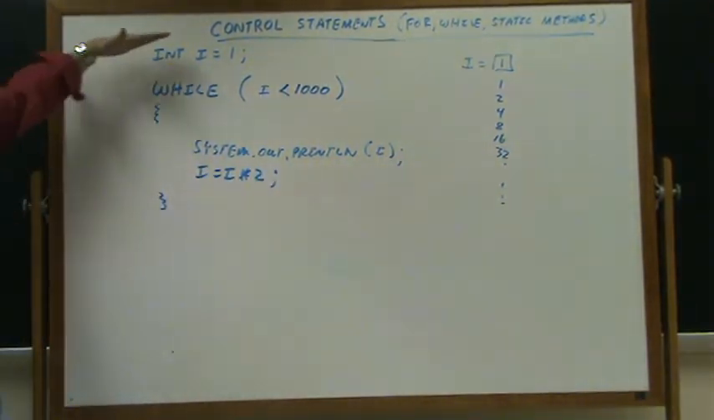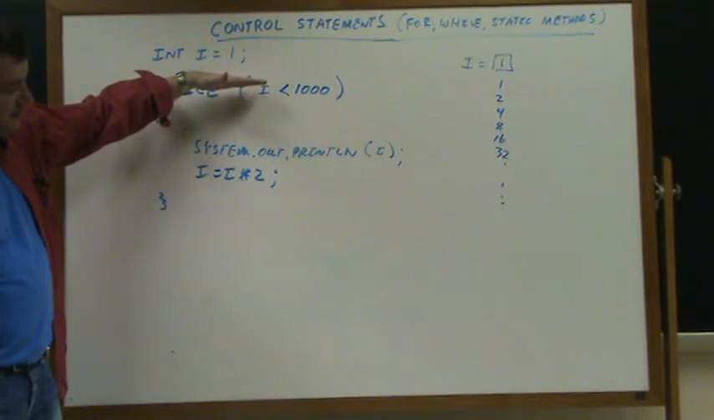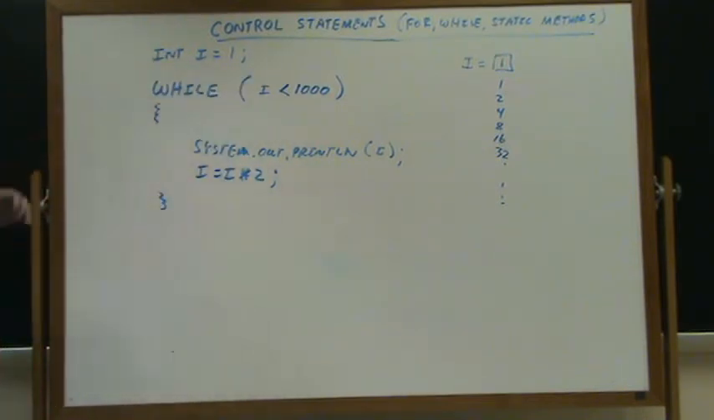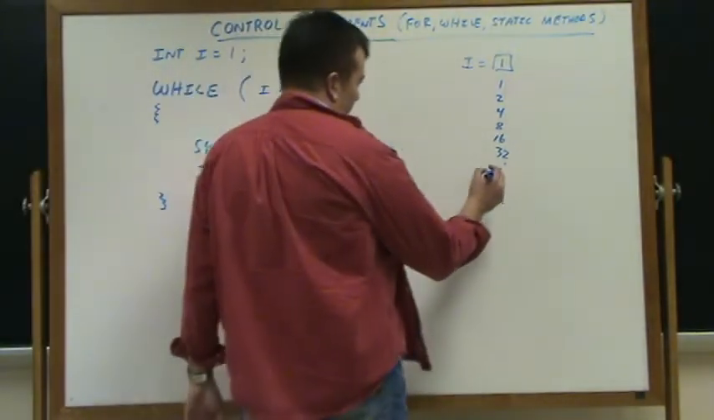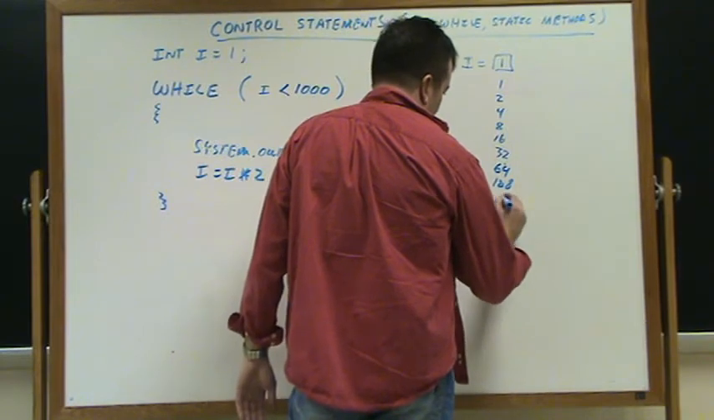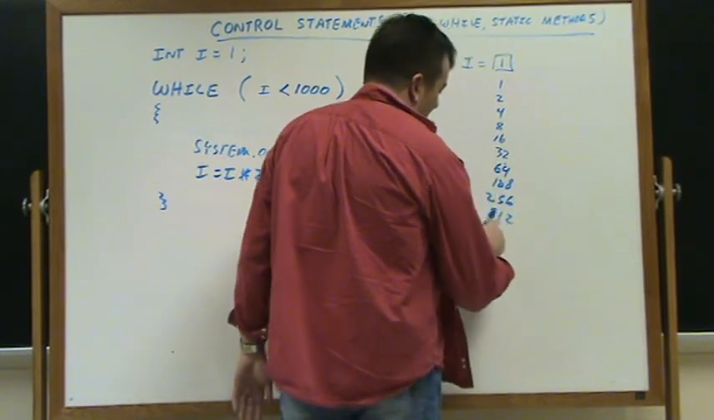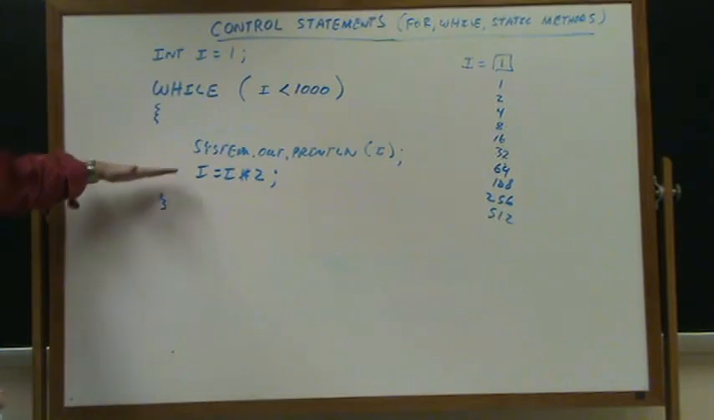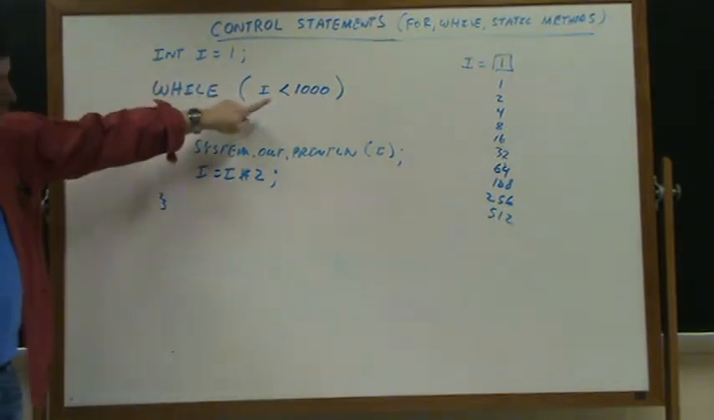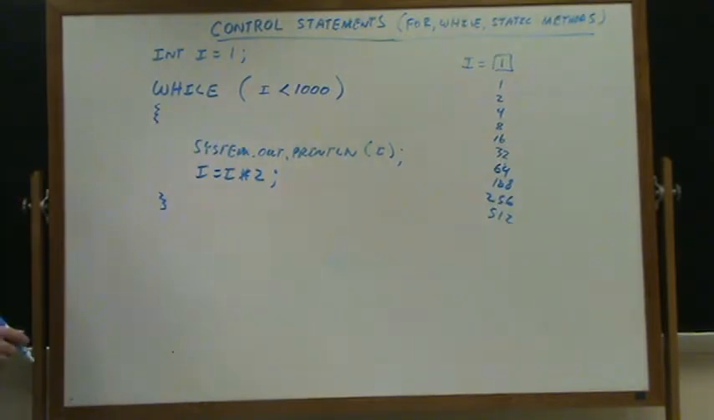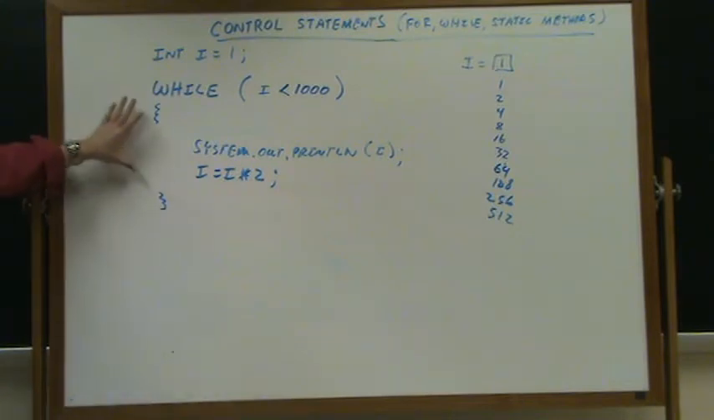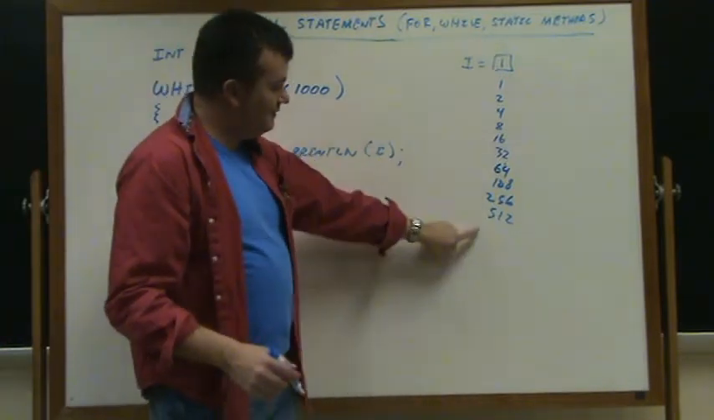And then we'll check, is I now still less than 1,000? If so, print it out and double it. And this will go to 128, 256, 512. The next one would be 1,024. So it becomes 1,024, and that's not less. This statement is no longer true. 1,024 is bigger than 1,000, so it would stop right there. So this program would have this as its output.